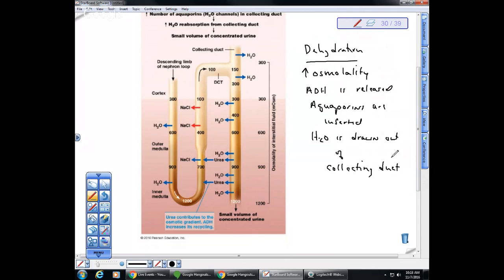Is urea recycling in terms of too much water, or is it in terms of... Well, it actually occurs all the time. But in this case with ADH, there's an increase in the urea recycling. So we can put increase urea recycling. Is it a decrease if you have too much water? No, it would be higher when you're dehydrated and lower when you are overhydrated, but it doesn't stop.